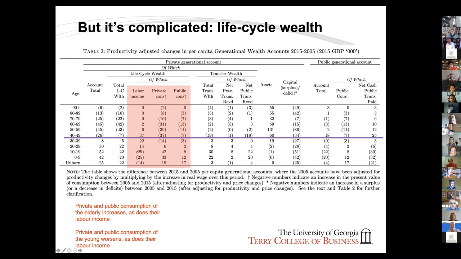But what we see opposite, or the older rather, I wouldn't describe myself as elderly, but unfortunately I'm in that bracket over there. But certainly what seems to have happened is that the younger people have seen falls in their private consumption, falls in their public consumption, and for the very young, falls in their labor income.